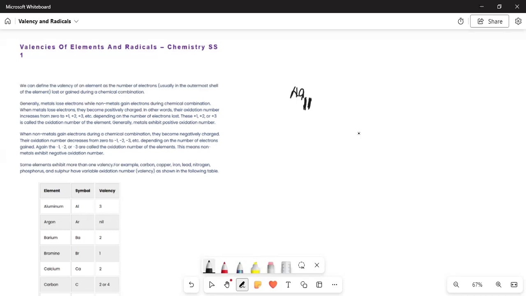Now, these electrons are arranged in a cloud-like manner around the nucleus. They revolve around the nucleus, and the paths through which they revolve are called shells. So the outermost shell of sodium has one electron. Whenever sodium undergoes combination with other atoms, this outermost shell electron is lost, and that amount that is lost is known as the valency of sodium.